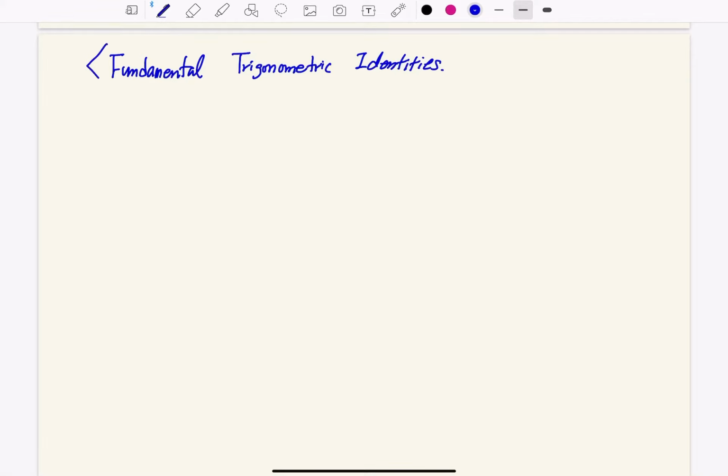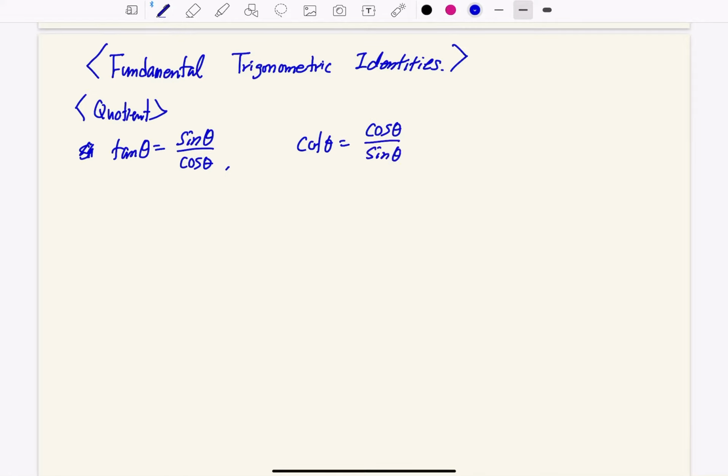Okay, today's topic is fundamental trig identities. The first fundamental trigonometric identity is the quotient identity. Tangent theta is equal to sine theta over cosine theta. And cotangent theta is equal to cosine theta over sine theta. These two are quotient identities.